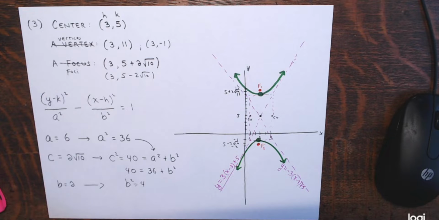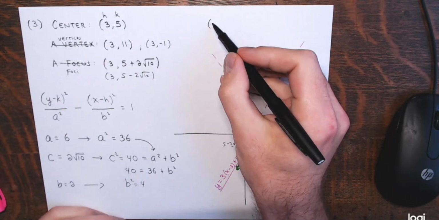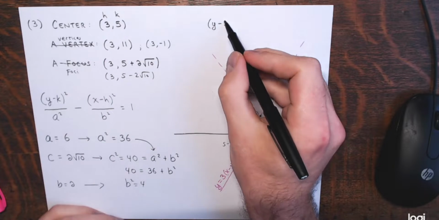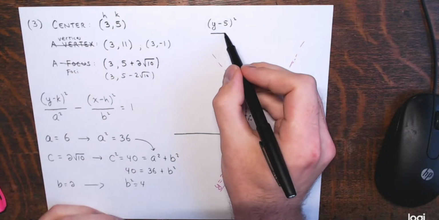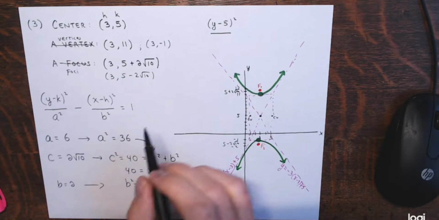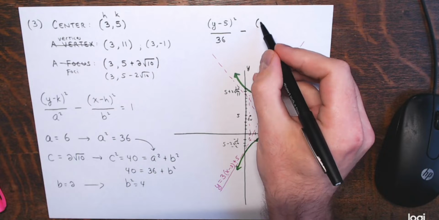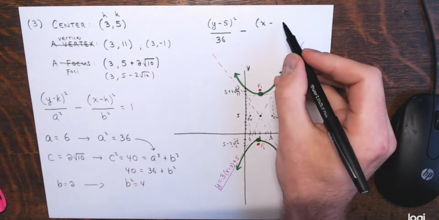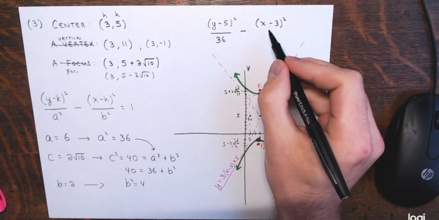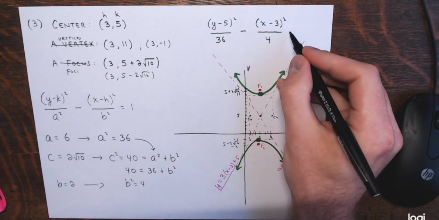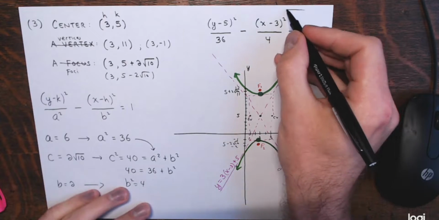But the equation for this is going to be y minus the y coordinate of the center, y minus 5 squared, divided by a squared, which we said was 36, minus x minus the x coordinate of the center, x minus 3 squared, divided by b squared, which we said was 4, equals 1. There's what they're looking for.